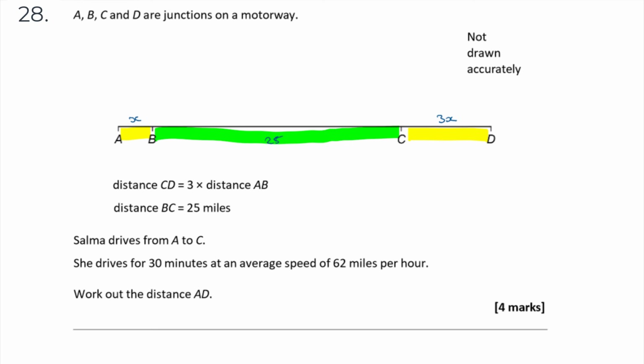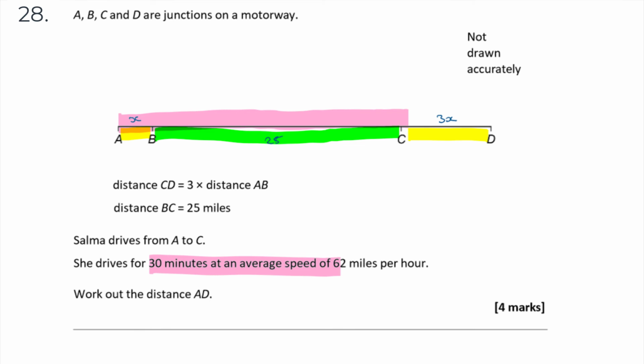Salma drives from A to C. Okay, so she's going from here up to here. She drives for 30 minutes at an average speed of 62 miles per hour. Work out the distance AD. Basically what we're going to have to do is use this bit of the problem to find the distance from A to C, and then we can use that to find the distance from A to B, and once we know that, we can find the distance of C to D, and once we know that, we know everything. So it's going to be a number of steps along the way here, isn't it?